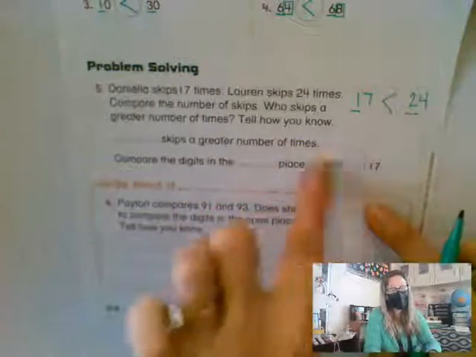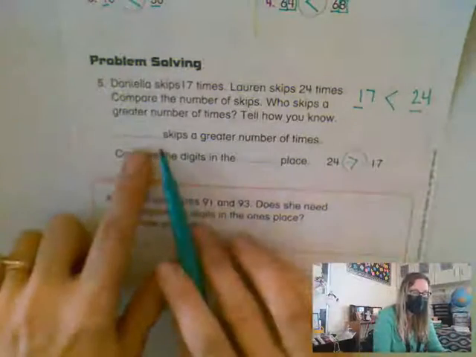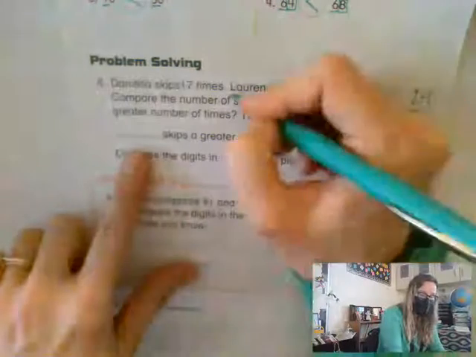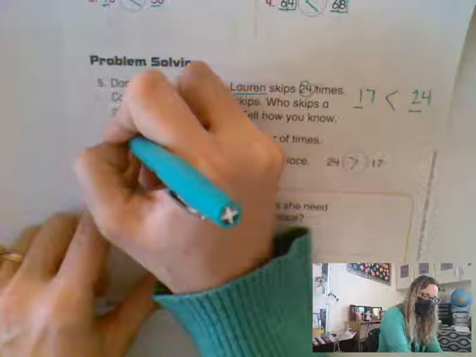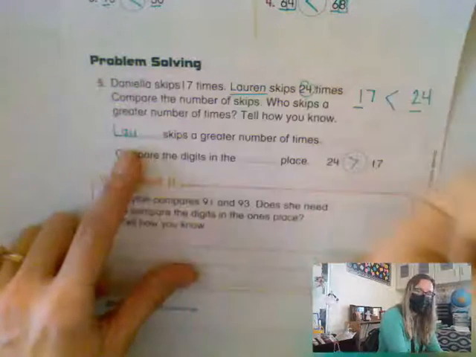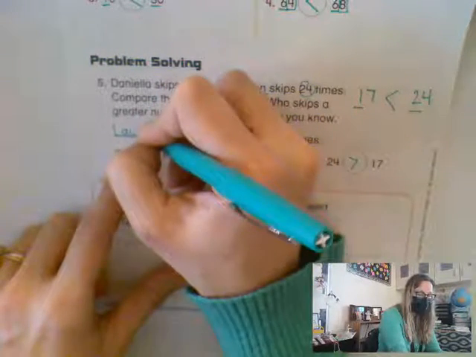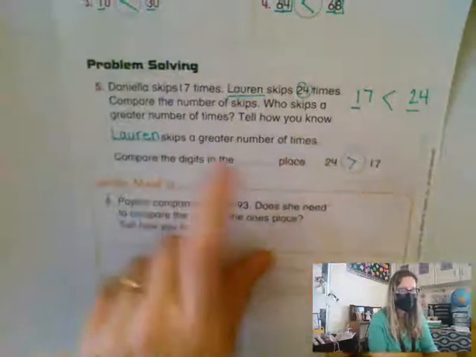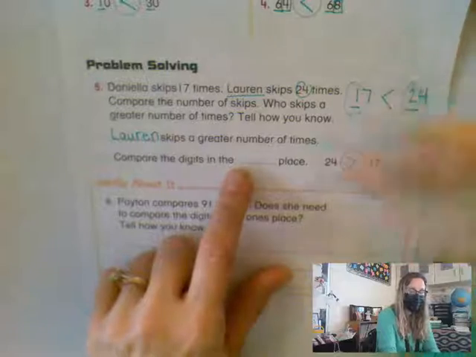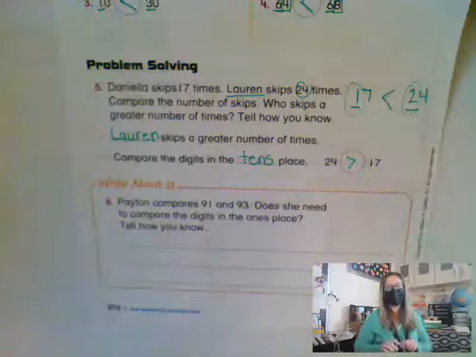So down here, I have to make sure that I'm going the other way, eating the 24. So 24 was bigger. That means that Lauren skips a greater number of times. So on the line, let's write Lauren. That's an uppercase L, A, U, R, E, N. Lauren skips a greater number of times. We compared the digits in the tens place. So on the line, write tens.